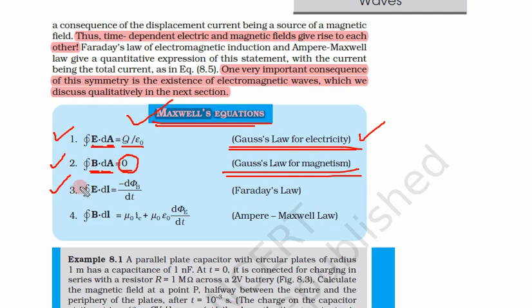What is the third law? The third law is simply Faraday's law. Faraday's law is the integral of E dot dl equals minus d phi by dt. This is over the complete length, over the complete loop, and the right side is the rate of change of magnetic flux, d phi by dt. So a changing magnetic field gives rise to an electric field.